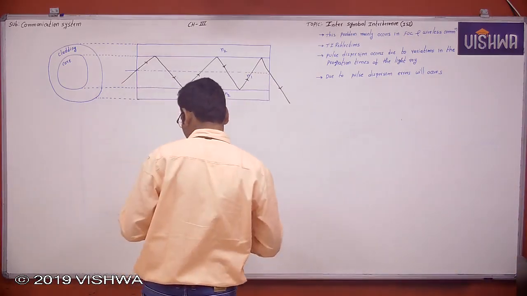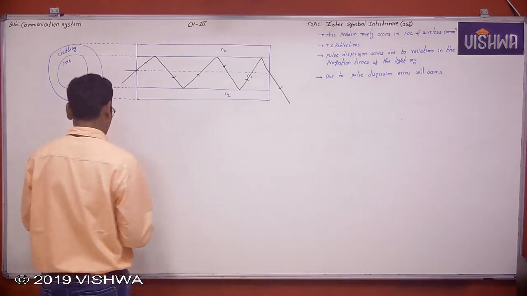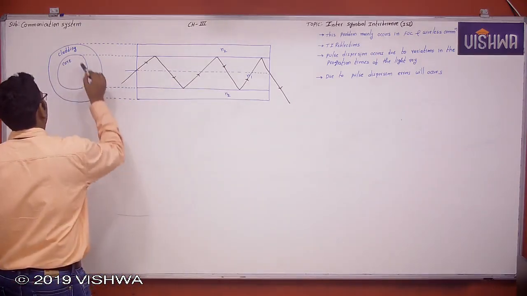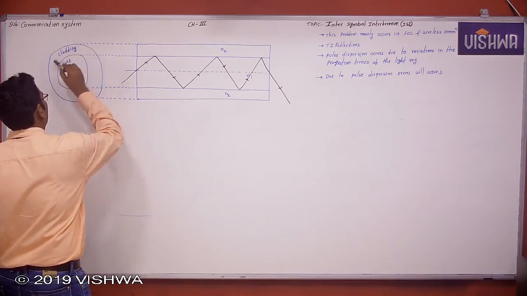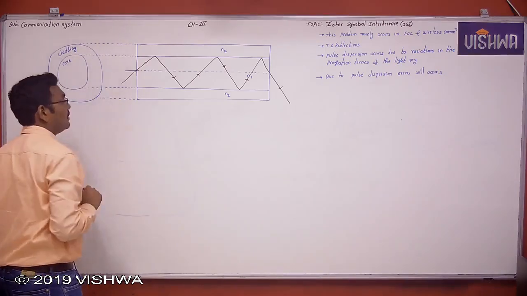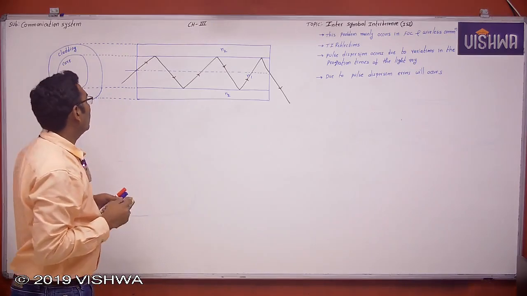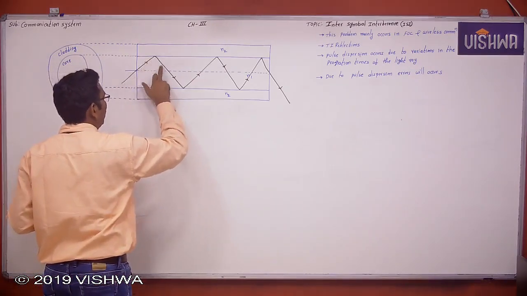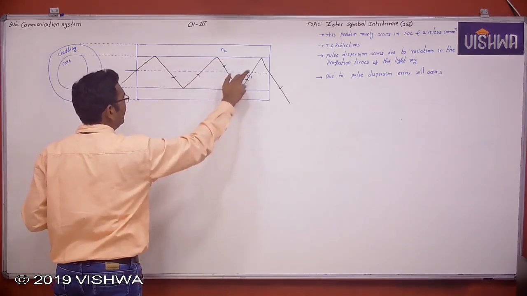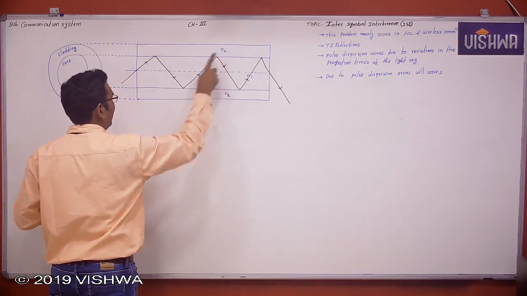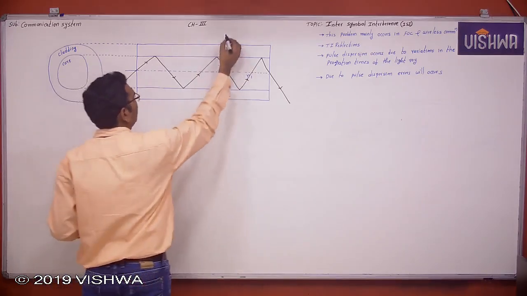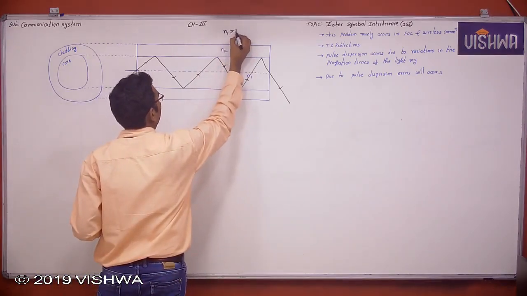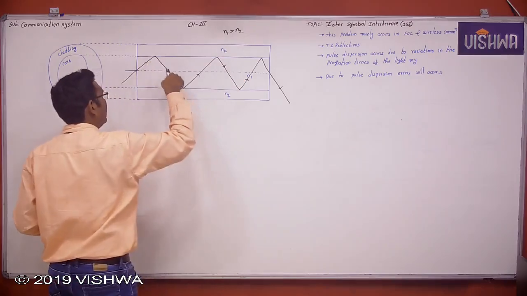See here, this is core and this is cladding. The core and cladding are the parts of the fiber optic cable. Now in fiber optic cable, the light ray is propagating through the core material due to the refractive indices differences. When N1 is greater than N2, then this is incident and reflected.